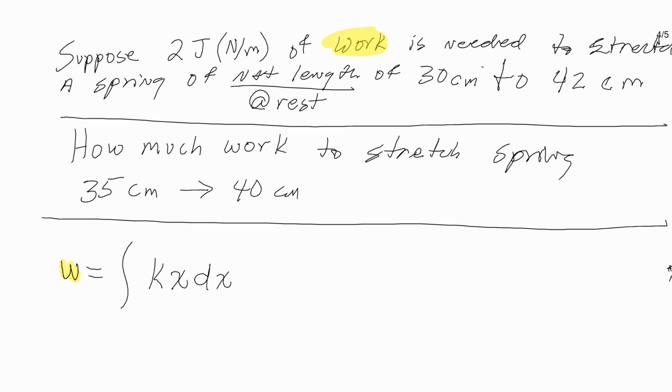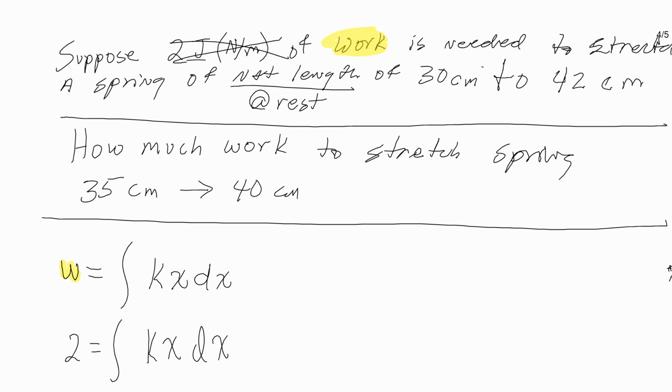Now, what do we got? 2 joules is equal to some antiderivative of kx dx. Now, a lot of you are saying, I don't understand how we're going to solve this. Well, what are you going to be plugging in? X. So what are the variables left? K. We're gonna solve for K. So we got to figure out these two guys.